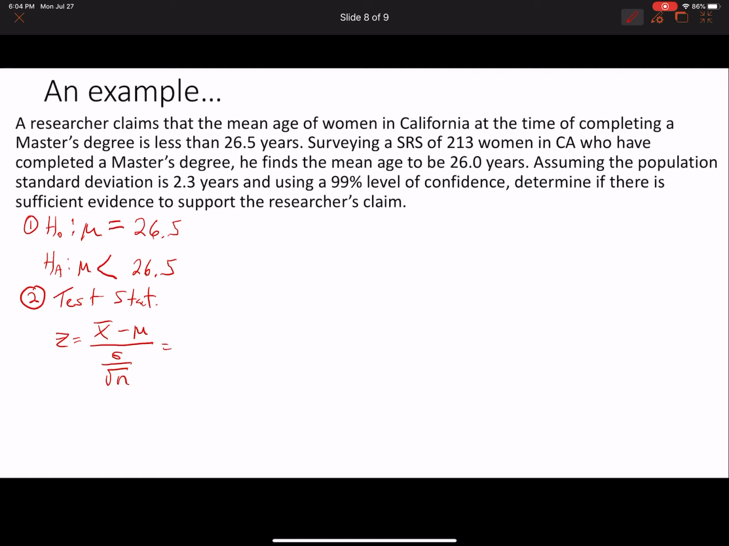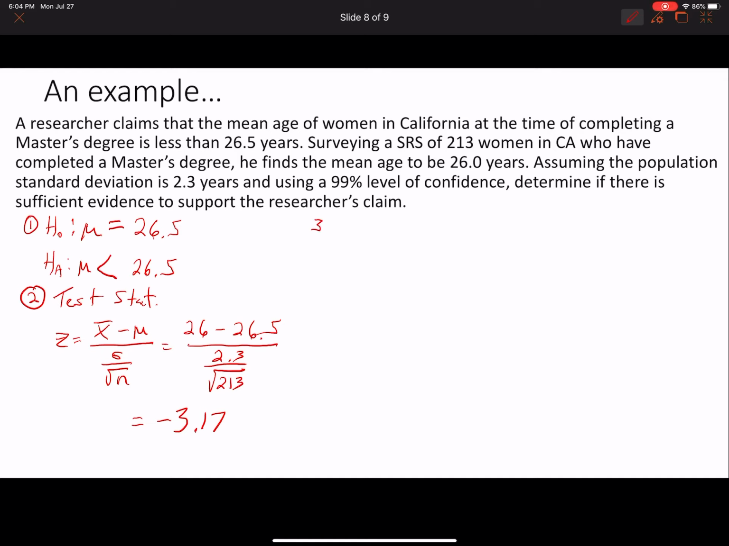So these guys conducted a study, and they found the sample mean average to be 26, minus 26.5, which is our mean. Standard deviation was provided as 2.3. And we divide that by the square root of the sample size, which is 213. Okay, and so if you punch that into your calculator, you're going to get negative 3.17. So remember, that is our test statistic.